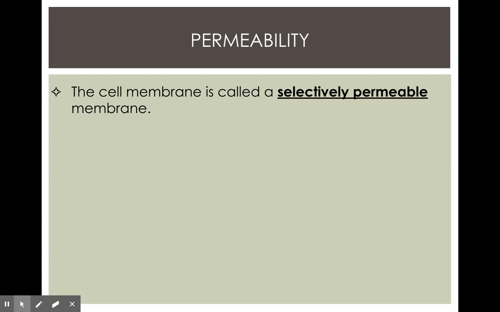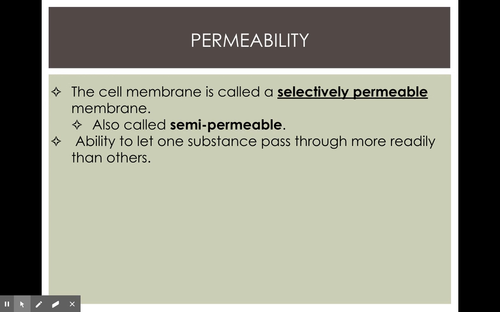Another term that you are going to need to know in order to understand cell transport is the word permeability. The cell membrane is what we call selectively permeable. Okay, now what does that mean? This is also termed semi-permeable. And what it means is that it's going to let some substances come through more readily than others. So it's picky, right? It lets some things in and not others.